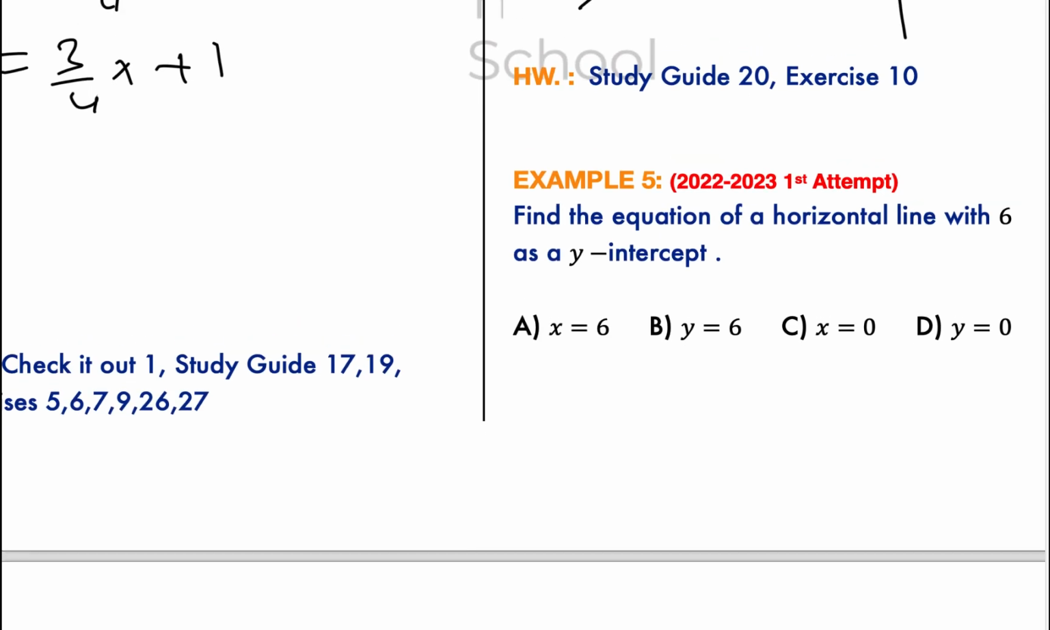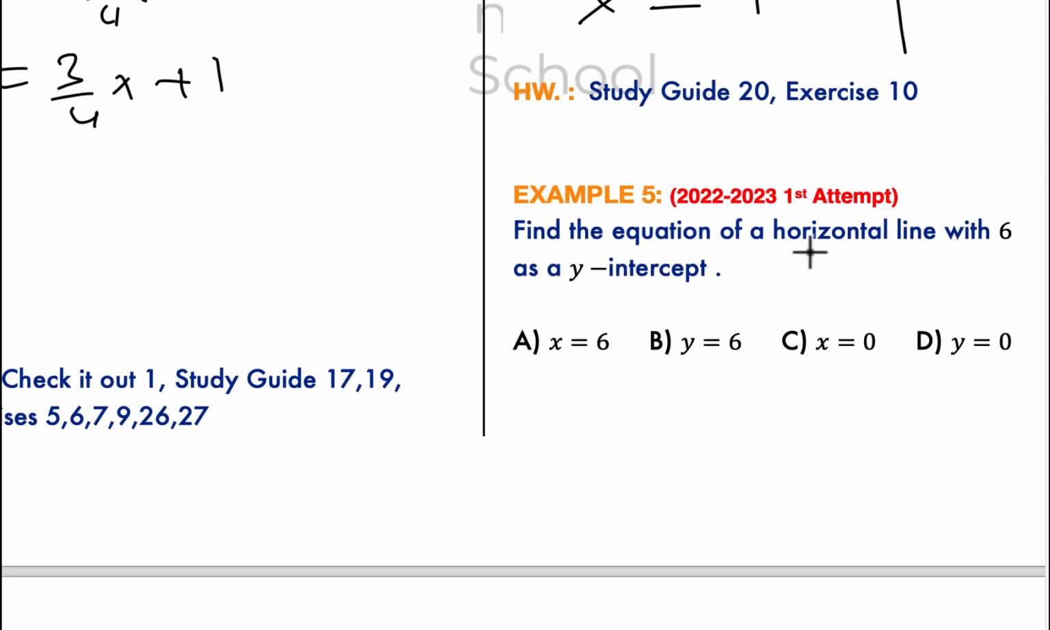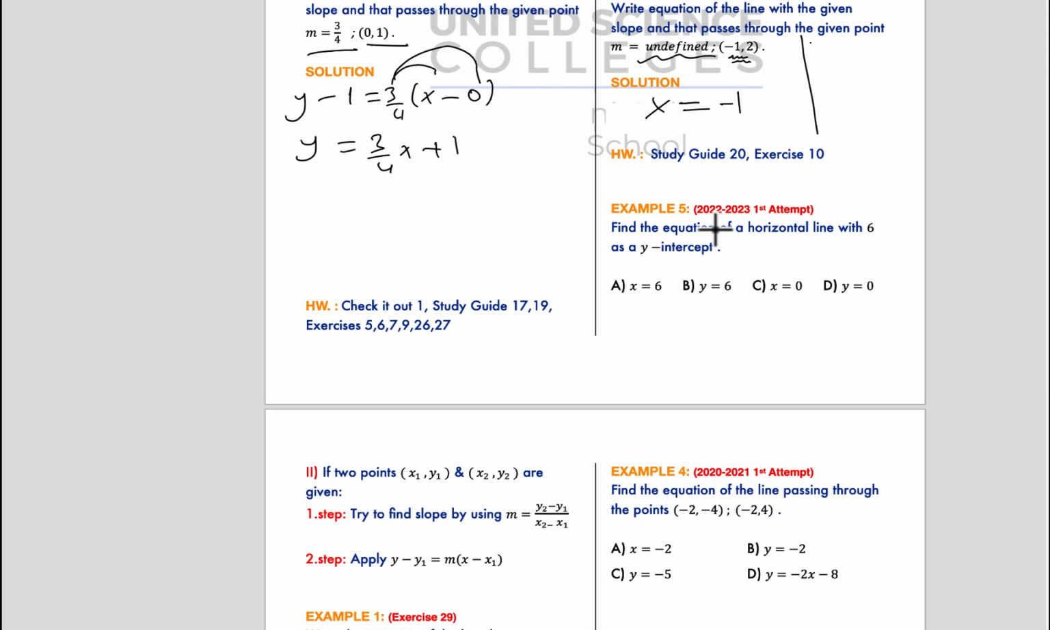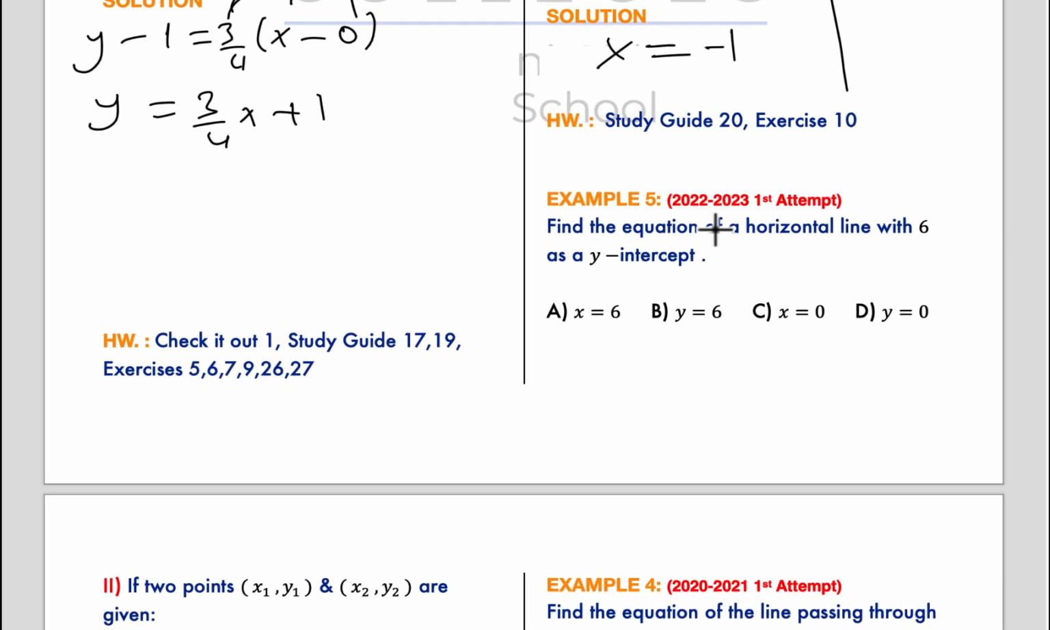There is a similar ministry question. It was asked in 2023 first attempt. Find the equation of a horizontal line. These are the keywords. Equation of a horizontal line with 6 as a y-intercept.